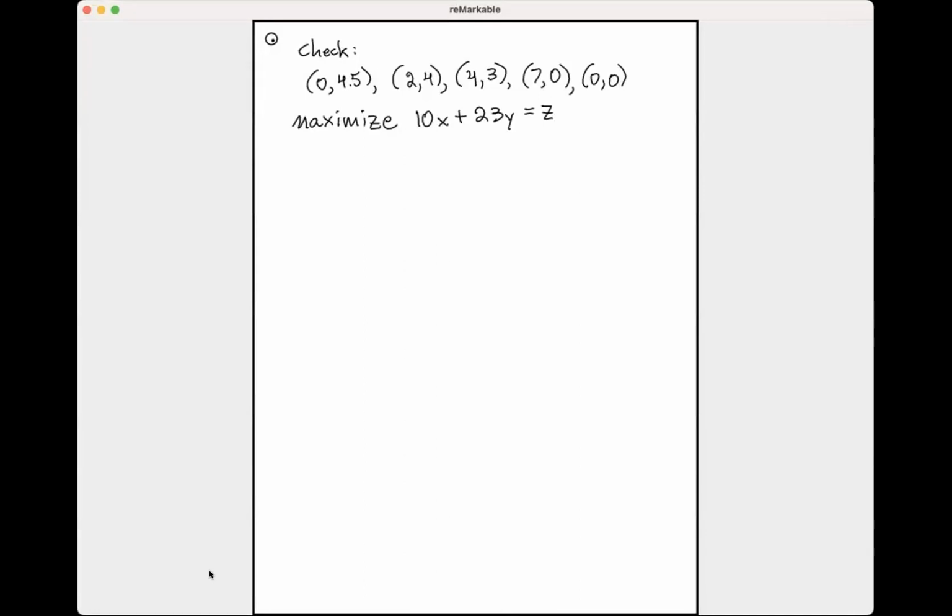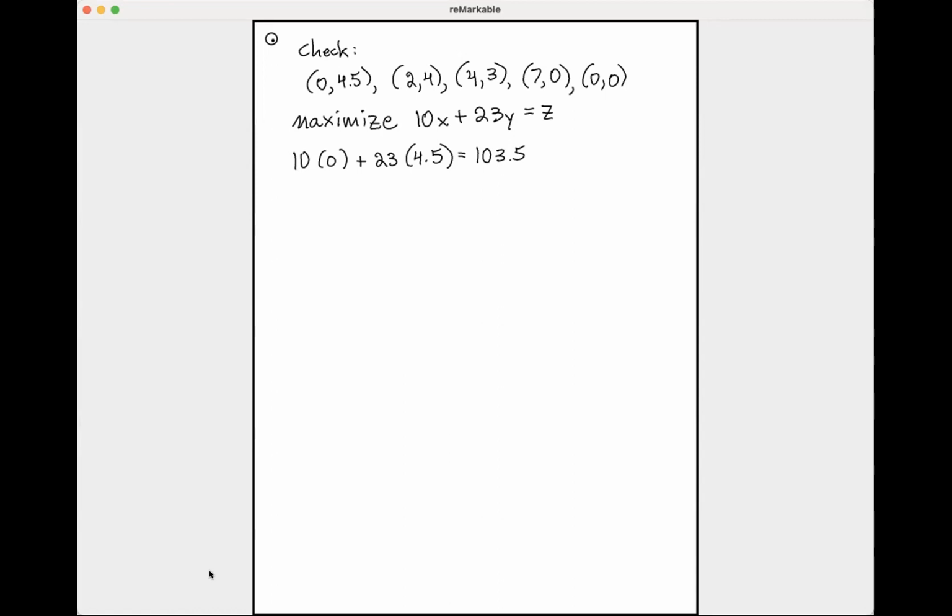All right, so all we got to do is now plug in all these numbers and see what we get. So let's plug in the first one. I've got 10 times 0 plus 23 times 4.5. That is equal to, let me grab my calculator here, which is my phone. I should have had my calculator pulled up already, but that's all right. So 23 times 4.5, 103.5. All right, that's our first one.